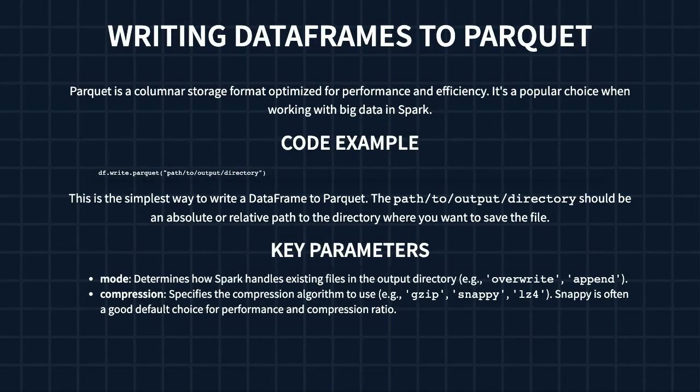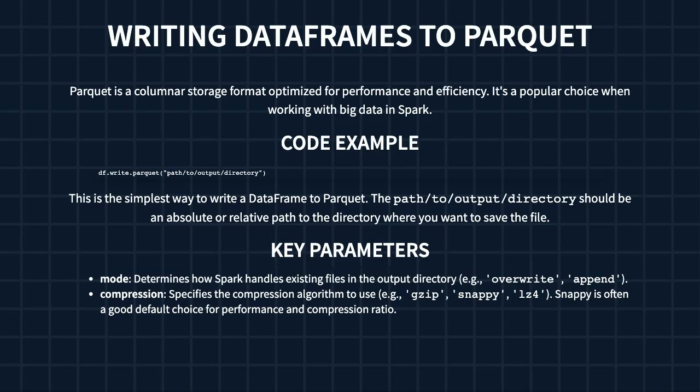Okay, so let's talk about saving your PySpark data frames to Parquet files. Parquet is an awesome format. It's really designed for handling massive amounts of data efficiently. The most straightforward way to write a data frame to Parquet is using the df.write.parquet method. You just pass in the path where you want the file saved, and Spark will take care of the rest.